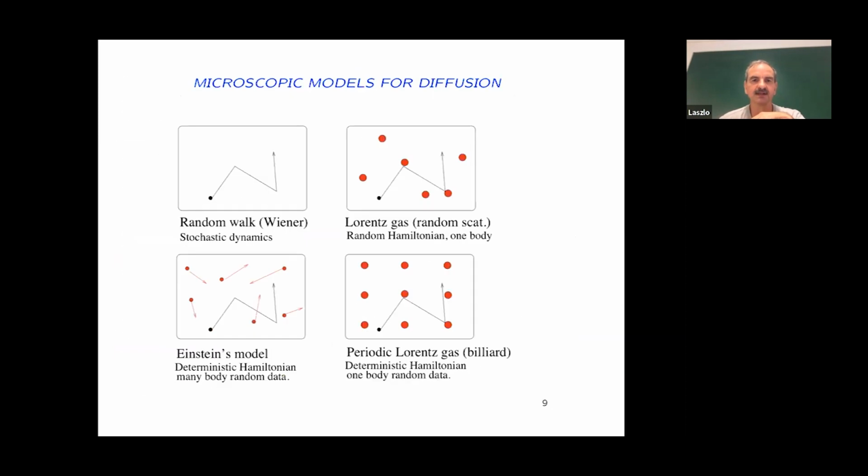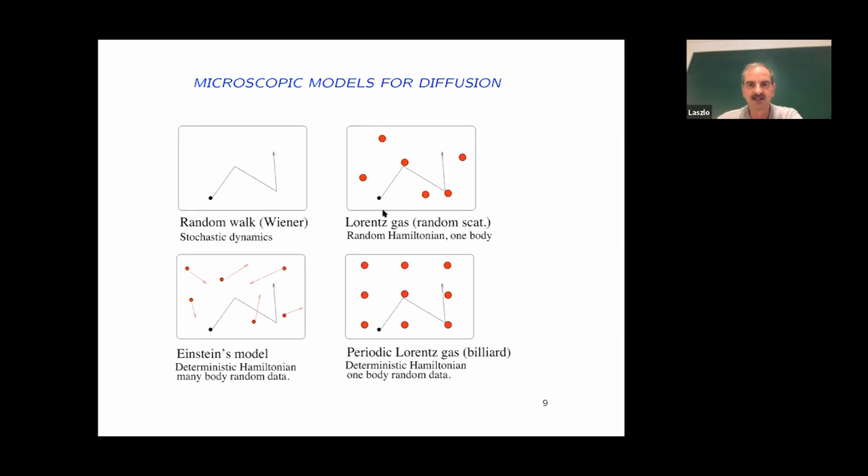Where is my picture of these four models? So in a very schematic way, the first picture is the random walk. This is the Wiener situation, when you have only one particle, and this one particle performs a straight motion up to a random time point when it decides to switch direction again in a random way. So it tosses a coin and then decides to move in another direction. This is the random walk.